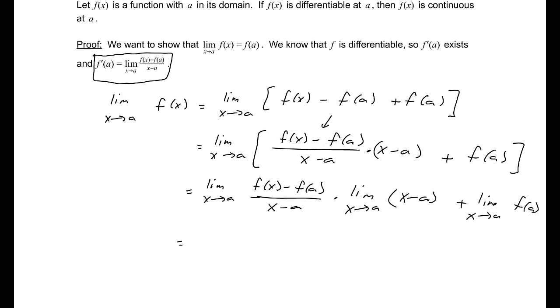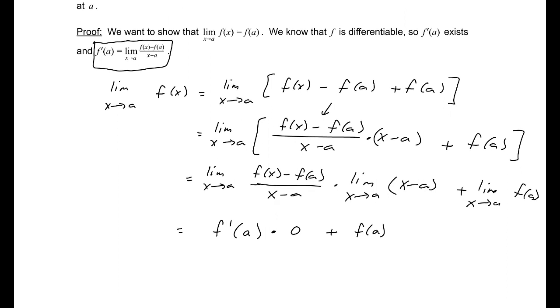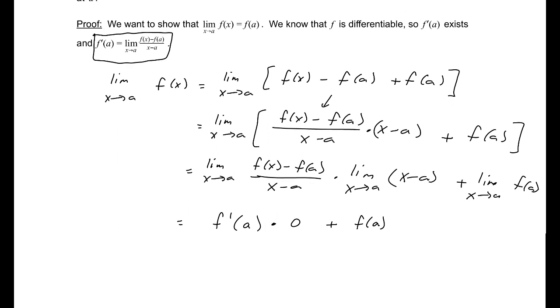Now, the first bit is differentiable, so we know that this is f prime of a. We're just making a substitution there. The second is a linear function. I can just evaluate that, which is then just 0. Now, the last bit there, the limit as x approaches a, that is a constant. So the limit of that is just f of a from our limit laws. And this is f of a.